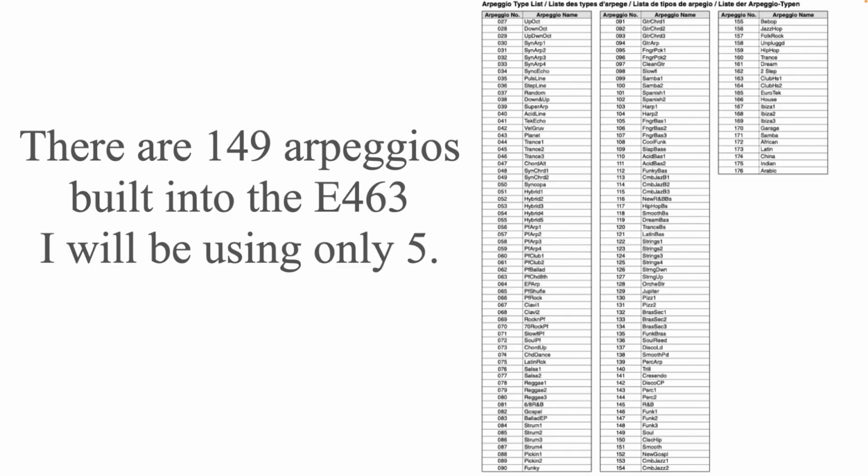Now, there are 149 arpeggios built into the E463. I'm only going to be using 5, so you can well imagine, if I only use 5 and you'll see all the things I can do, can you imagine how many different songs you could come up with if you started using dozens of different arpeggios? And that's the purpose of this video. I want to plant that idea in your mind. Go experiment with these styles and these voices and these arpeggios and see what you can come up with. That's the magic I want to make happen here.